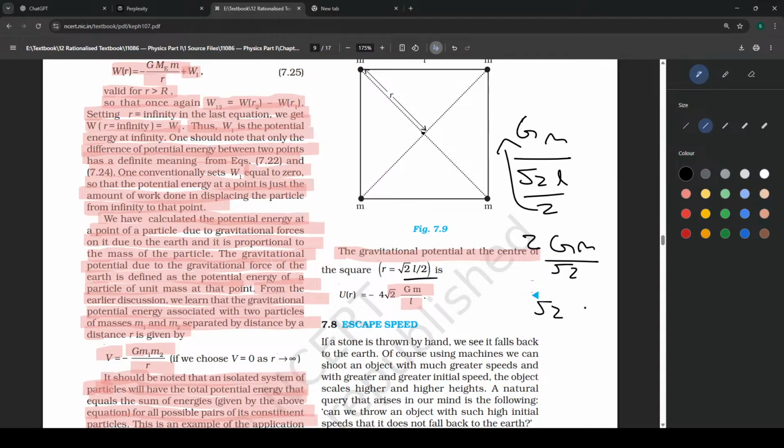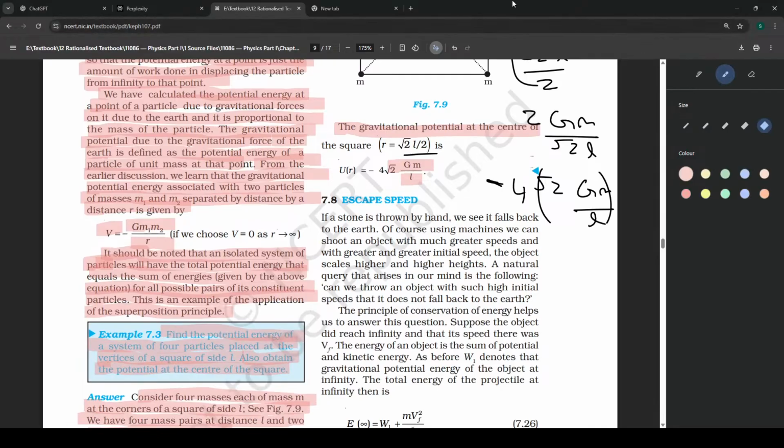We will get root 2 Gm by L, and this is for a single vertex. For four of them, we just add them. So minus is there in the formula, into 4, we will get minus 4 times root 2 Gm by L.